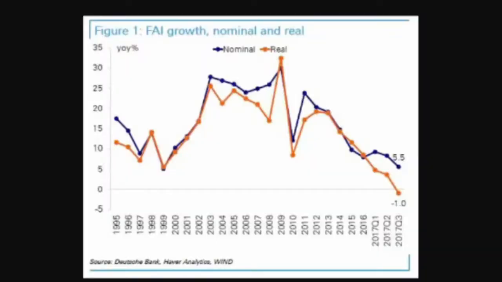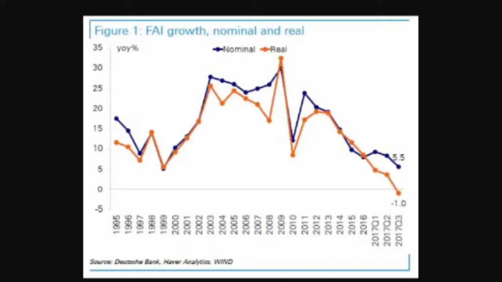This chart shows the fixed asset investment growth, both nominal and real. As you can see in the 2008-2009 timeframe, both real and nominal growth were substantial. However, they dropped significantly following the crisis. There was a rebound with the infusion of cash by the Chinese government, but subsequent to the 2011-2012 timeframe, both nominal and real growth have been declining.